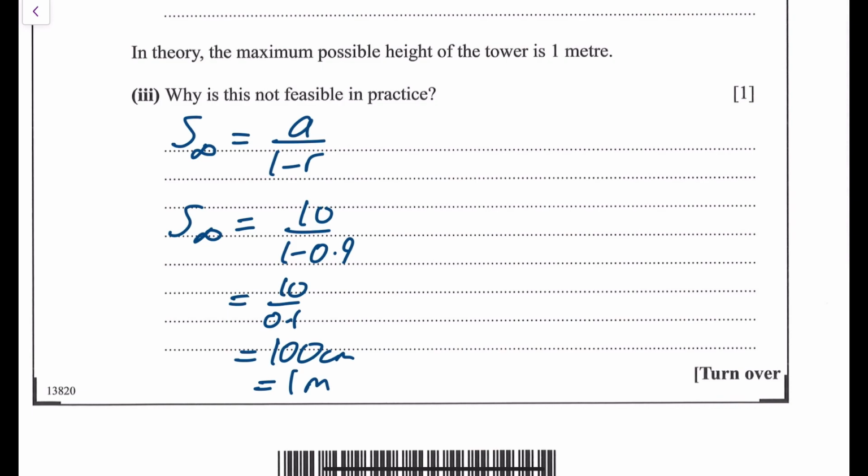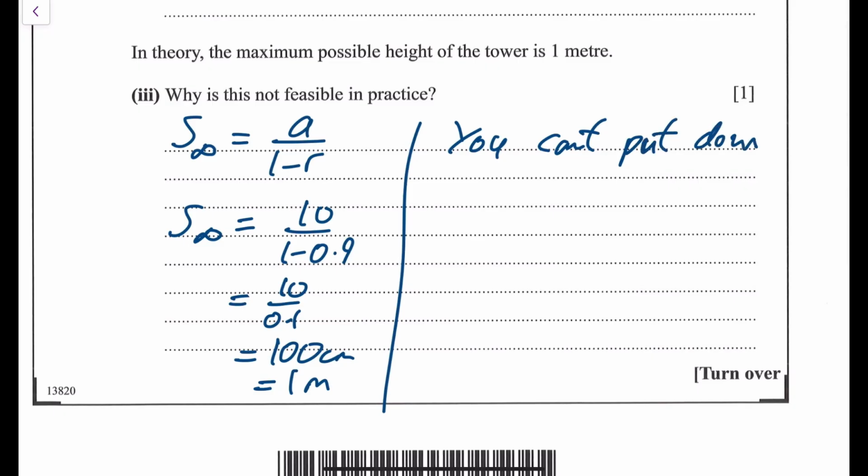Why is it not feasible in practice? The reason is that would be if you had an infinite number of blocks, and you can't put down an infinite number of blocks. So that's why it's only in theory that the maximum height would be 1 metre. In reality, you cannot do that.